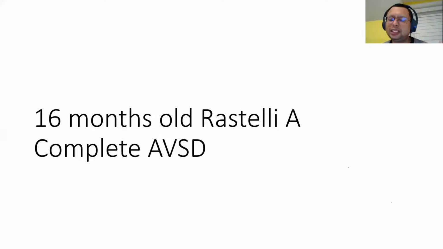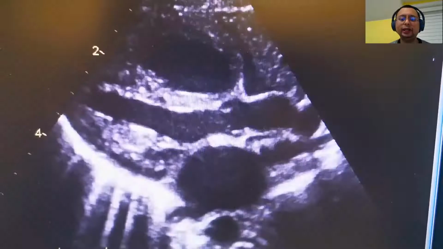So that is the first case of someone with ASD primum. So this is someone with complete AVSD. You wouldn't get confused anymore, because I already taught you that a complete AVSD is just a variation of AVSD. It's the same as primum ASD, but the difference is that you also have a big ventricular septal defect. And in this situation, you have a common AV valve. So let's look at the echo here.